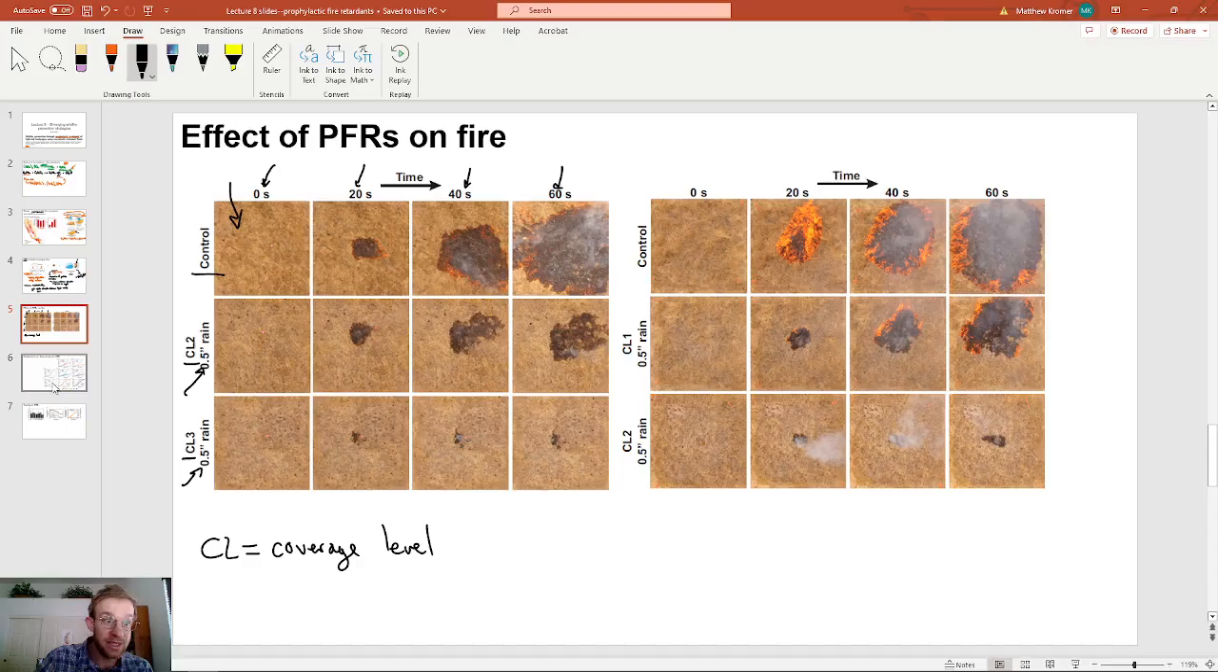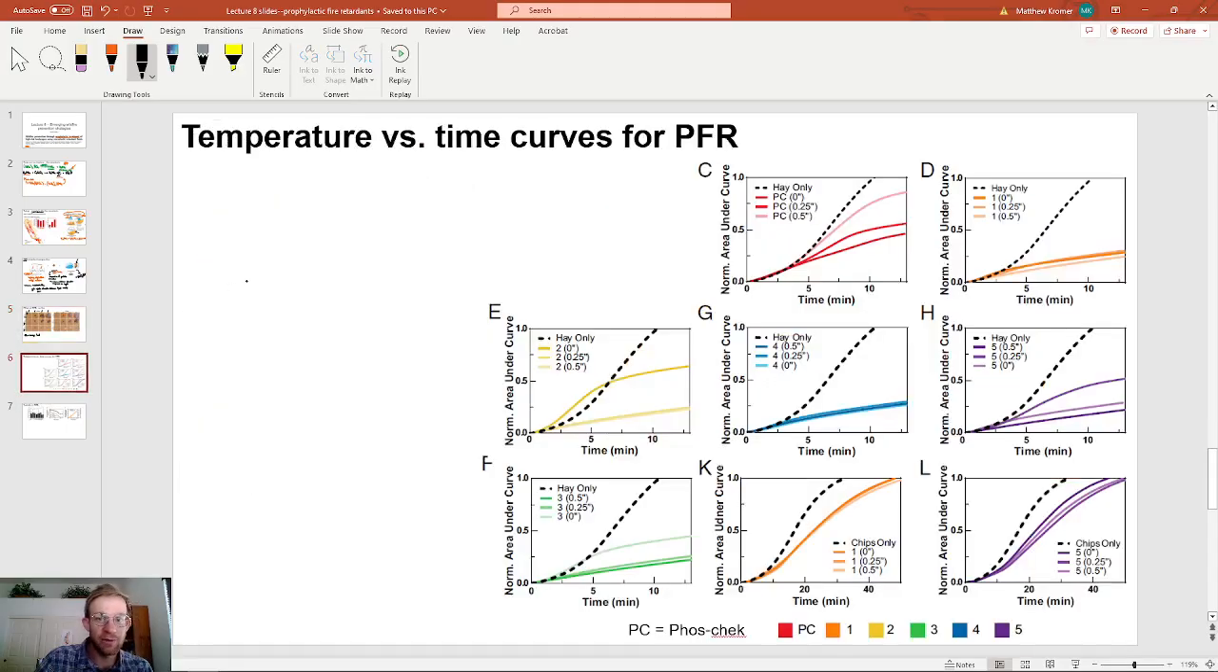So what the researchers did to address that point is they did this on a lab scale, so think of a much smaller surface area of plant matter. But they tested this on hay and wood chips to get differences in vegetation. They did different coverage levels. So what these numbers represent are coverage levels. So CL, remember, is coverage levels.